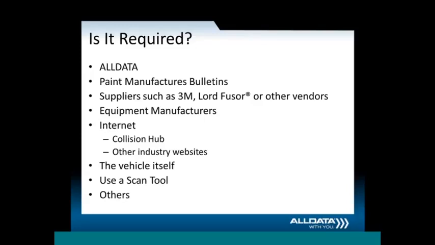Some of our suppliers, like 3M, Lord Fusor, Key Industries, they'll have videos online, or they might have bulletins that they publish that say that certain things are required. Your equipment manufacturers, maybe you use a Celette frame machine, or you have a Hunter alignment machine, and you might be able to get information from them proving that things are required. A lot of great resources on the internet.